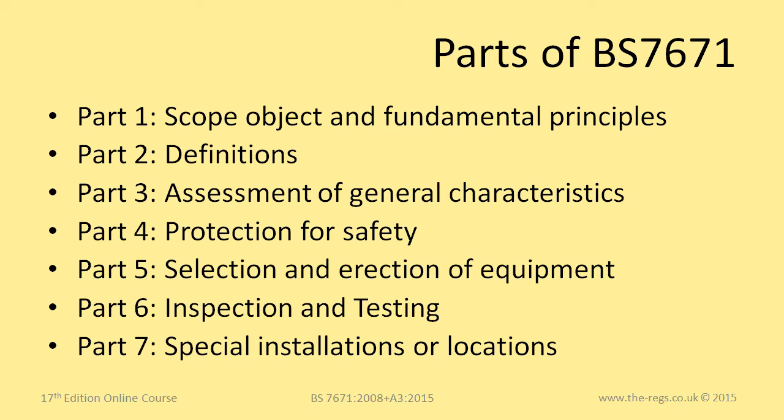Then we start getting into the nitty-gritty and the meat of the book. Basically what the book is all about is protection for safety, ensuring the safety of both users, occupants and the building itself. So it's an important and key part. After that is part 5, selection and erection of equipment, or choosing and using, as I like to say. It's all about the equipment that you would use in order to comply with part 4, basically.